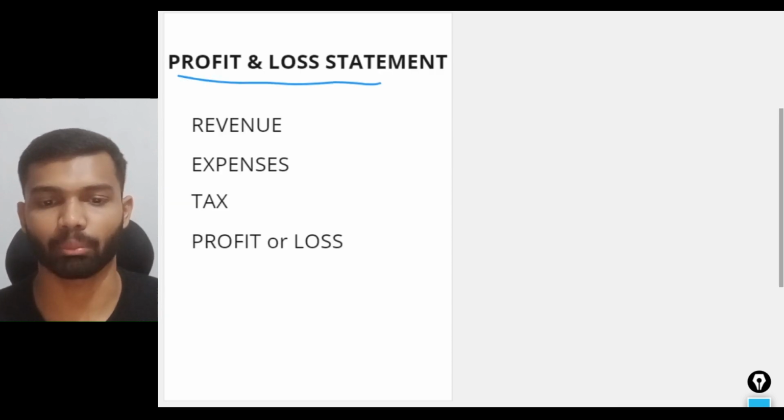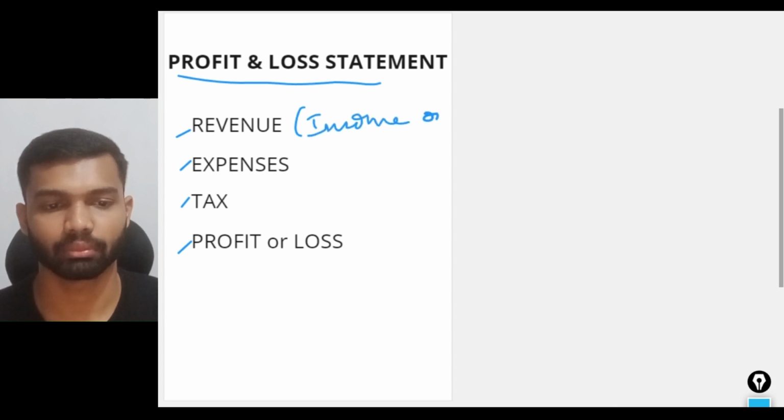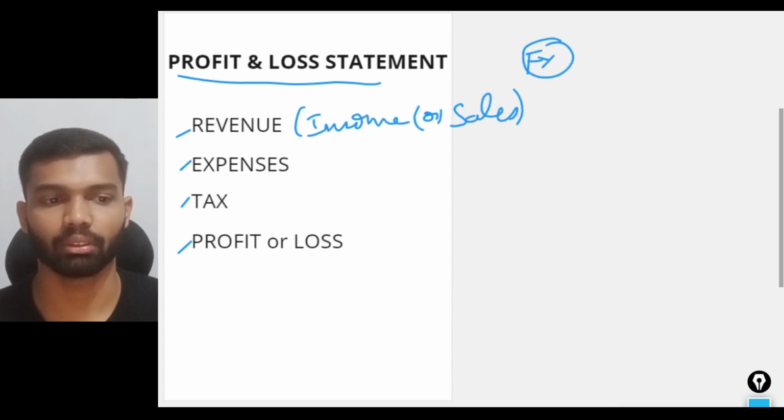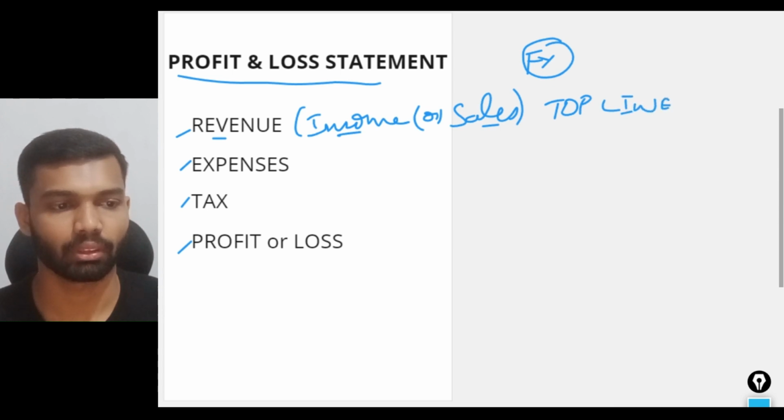Okay, the thumb rule for every company to submit their profit or loss statement is: revenue, expense, tax expense, and the final profit or loss. The revenue is also called income or sales. In one complete financial year, it is how much product or service the company sold and how much money they have earned. That is the income, sales, or revenue, and it is also called the top line of a statement.